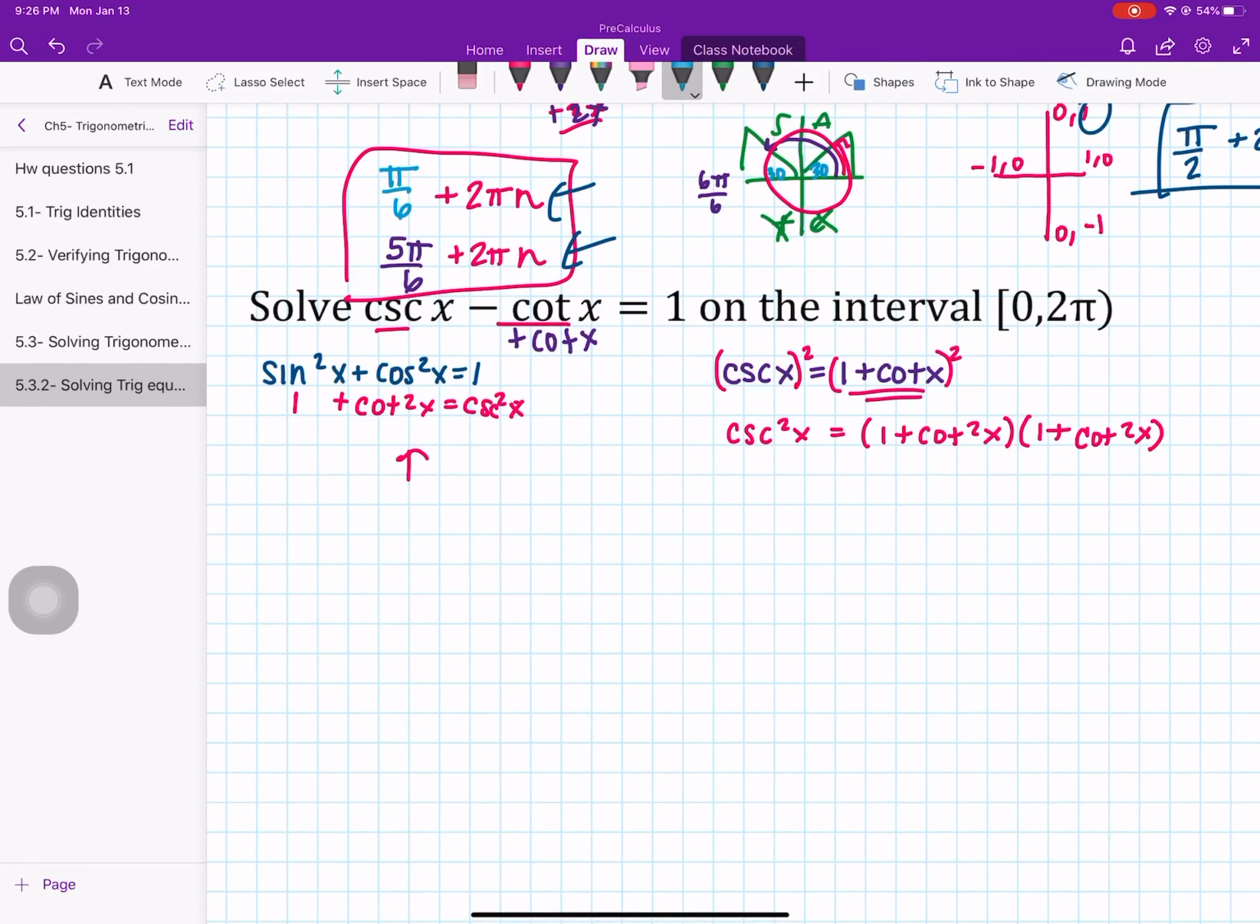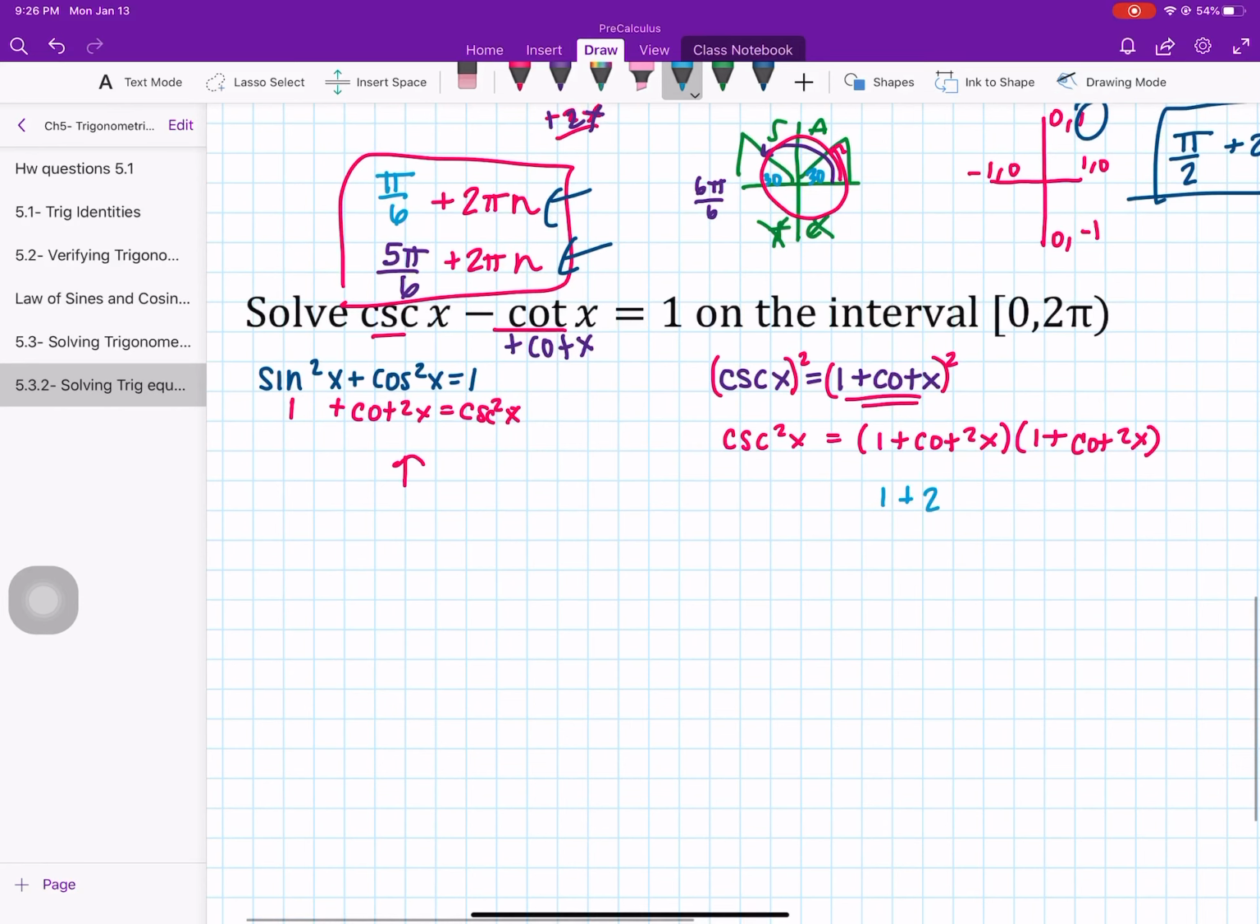And after you multiply that all out, it's 1 plus 2 cotangent x, oh, I'm sorry, I wrote a square here. It's not squared yet. Plus cotangent squared x. There we go. My apologies for that. And then this is now cosecant squared.